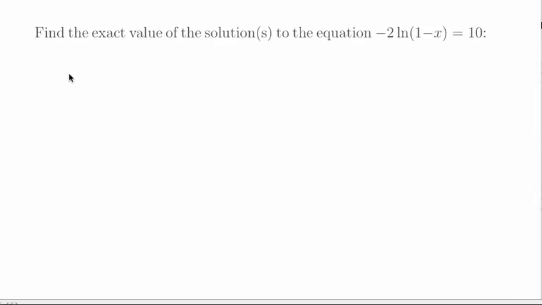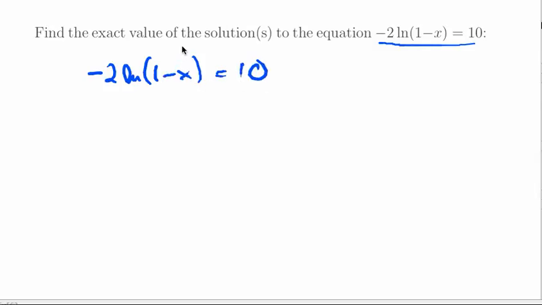Second equation here, the next to last problem on EL, I'm going to find the exact solution or solutions to this equation, negative 2 natural log of 1 minus x equals 10. Okay, the x this time is kind of buried inside a natural logarithm, so raising something to the power with e as a base is probably going to be the right method here. But first I need to divide off the negative 2 so I can get that natural logarithm by itself. So natural logarithm 1 minus x, by dividing the right side by negative 2, I get minus 5.